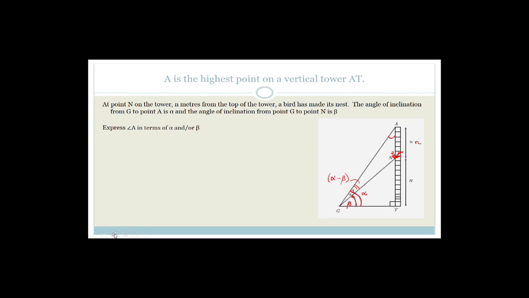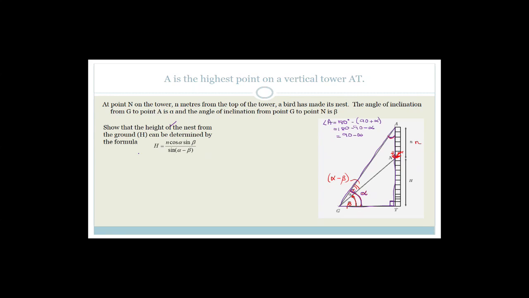So if we look in the big triangle A, G, and T, do you see that this is a right angle triangle? So that there is 90. The whole of this is alpha. So it's quite easy to find A, because we can say that angle A equals 180 degrees minus (90 plus alpha), because there's a 90 and the whole of this is alpha, which is 180 degrees minus 90 minus alpha, which is 90 minus alpha degrees. So there you go, we've expressed it in terms of alpha.